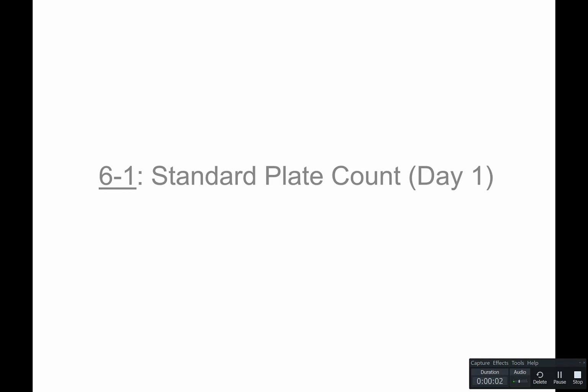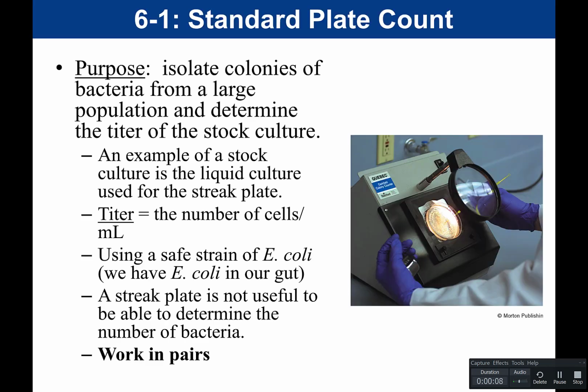So in this lab, we're going to look at a standard plate count, and this is activity 6-1. The purpose of the standard plate count is to isolate colonies of bacteria from a large population and determine the titer of the stock culture. An example of a stock culture is a liquid culture that is used for a streak plate. And when we refer to a titer, we're basically referring to the number of cells per milliliter. So what we're essentially trying to do is to quantitate how much bacteria is in that stock culture.